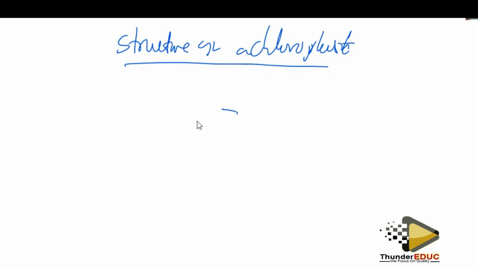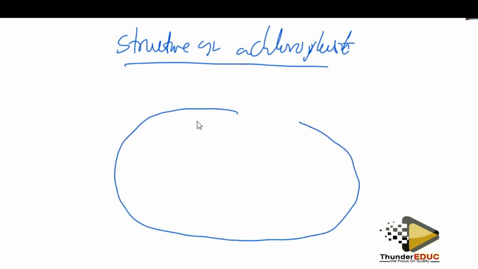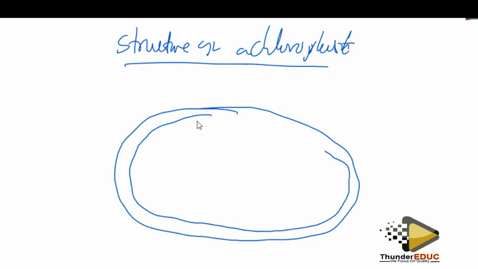So a chloroplast is made up of an outer layer. The outer layer is smooth. The inner layer is also smooth. If you compare the chloroplast and the mitochondrion, in the mitochondrion the inner layer is infolded, but in the chloroplast the outer layer is smooth and the inner layer is smooth. So it has the outer layer and the inner layer.